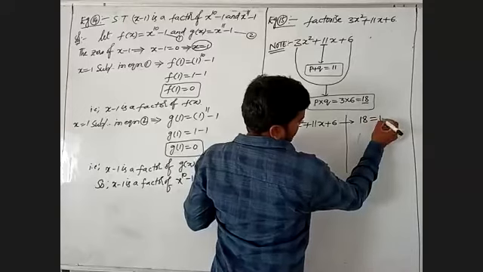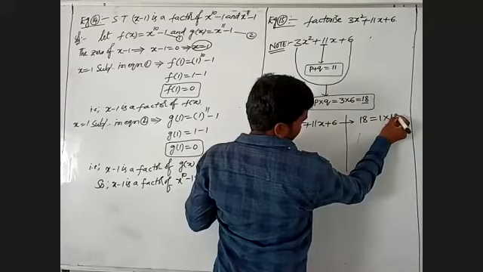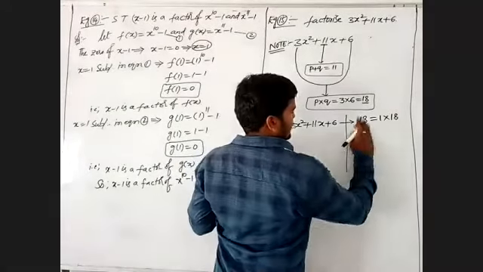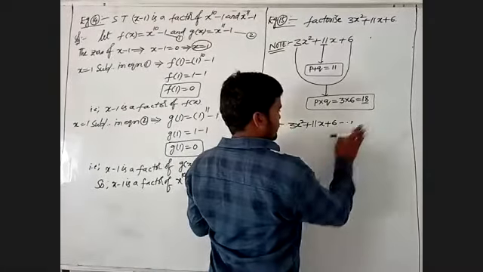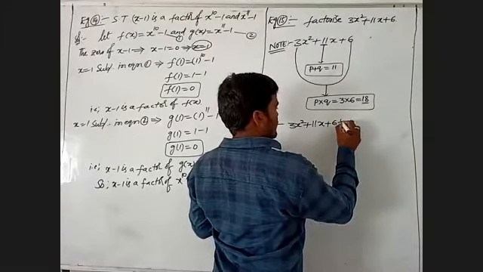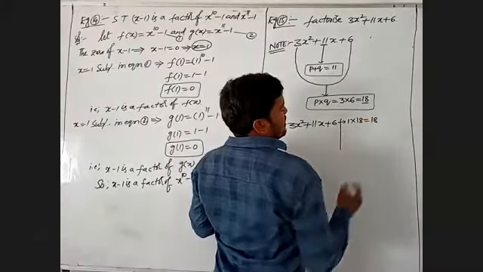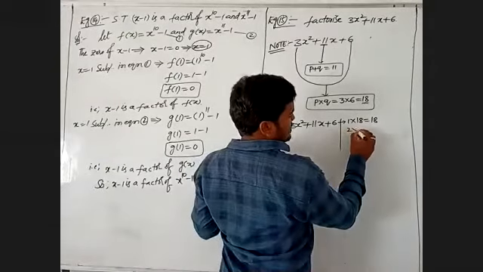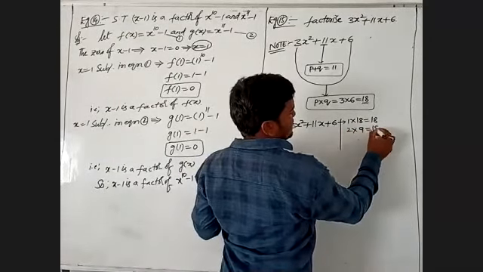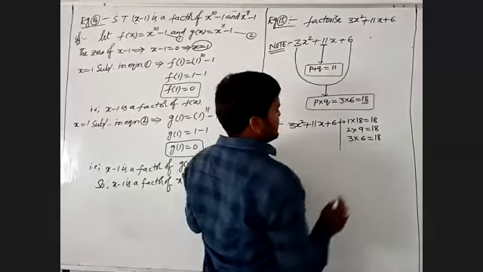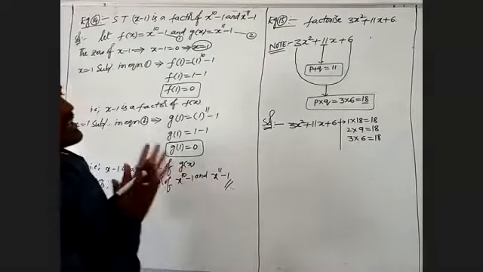18 must be written as 1 into 18. 1 into 18 is equal to 18. And another one is 2 into 9 is 18. Another one is 3 into 6 is 18. There are no other factors in this one.